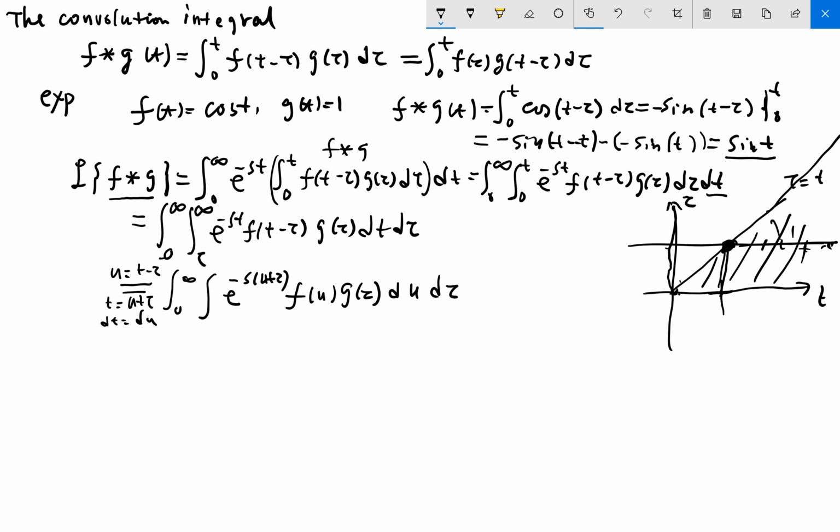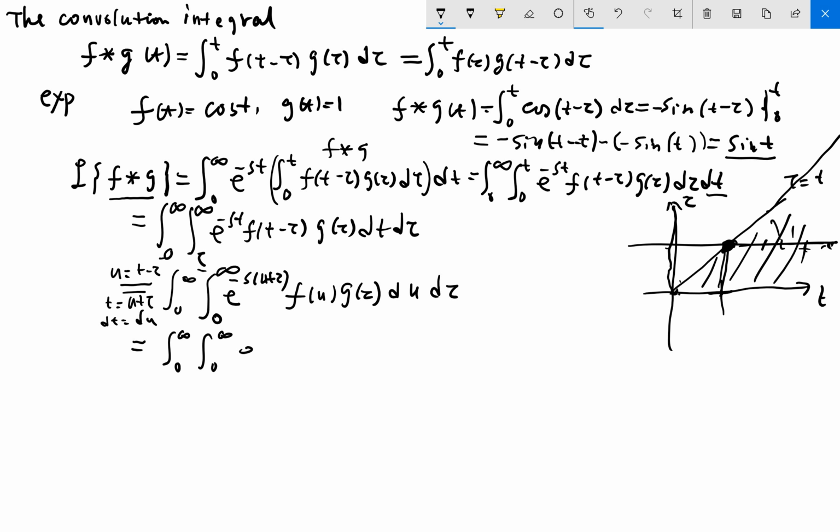Now let's look at this. t is from tau to infinity. When t equals tau, u equals 0. When t equals infinity, then u is infinity. So we got this, and this one can be written from 0 to infinity.